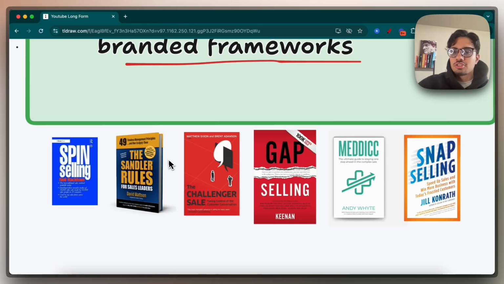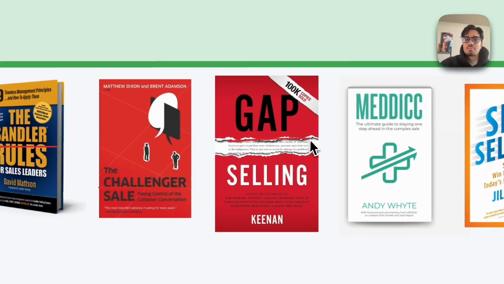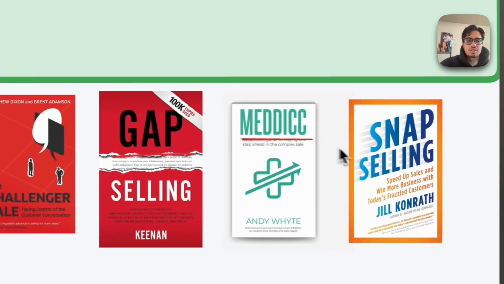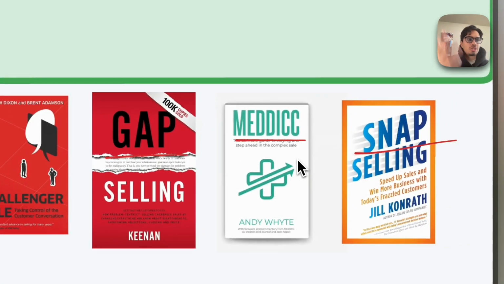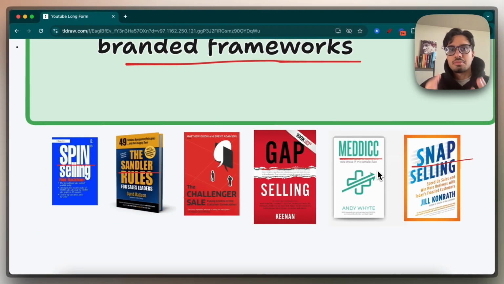It's crazy. For example, you have SPIN selling, you have the Sandler sales methodology, the Challenger sales methodology, the Gap selling methodology, MEDDIC, Snap selling. There's SPIN, Snap, Challenger, this, that. There are so many different sales methodologies that have just been packaged in a different way. And they've been able to get cult-like followings. The people who follow Snap are super all in on Snap. They would never consider any of the other ones. The SPIN selling guys are super focused on SPIN selling.